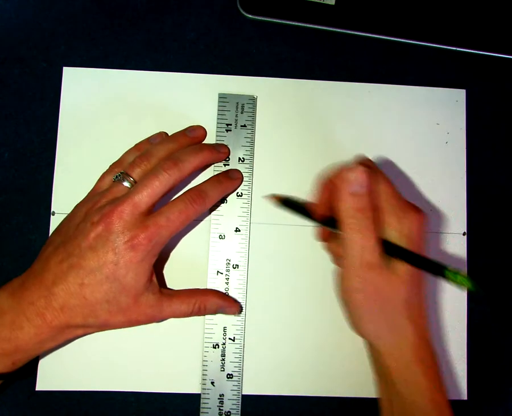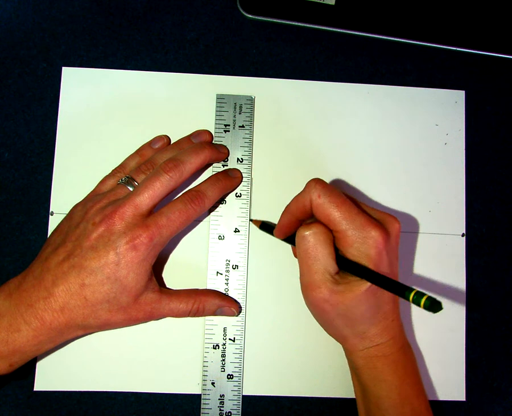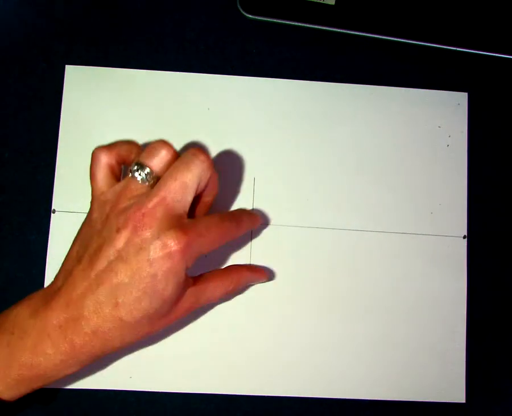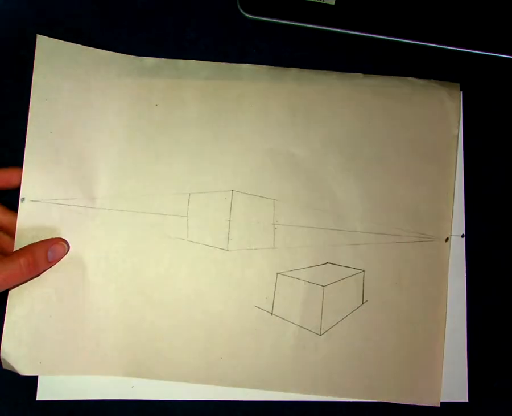So the very first thing I'm going to do is make a vertical line, and I've got to keep my line straight, and I want it to pass through the horizon line. So I want some above and some below the horizon line. So go ahead and do that. I want it pretty small because we need to save some space because we're going to add some other boxes in different places.